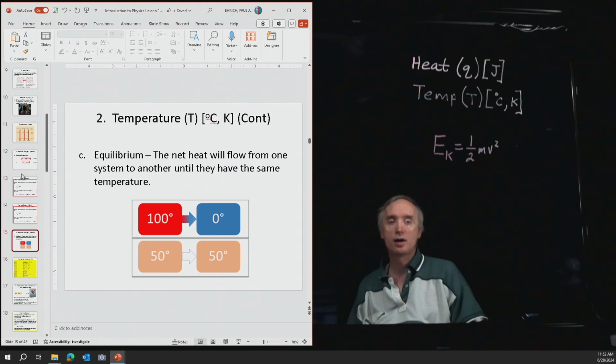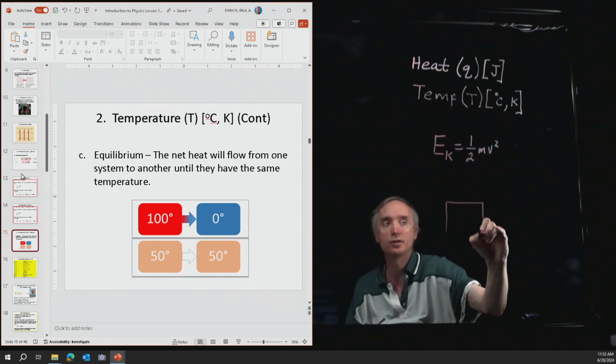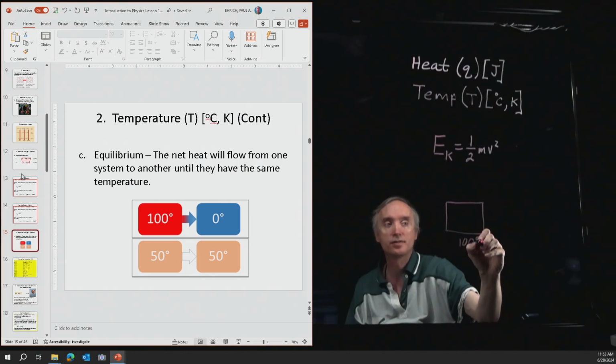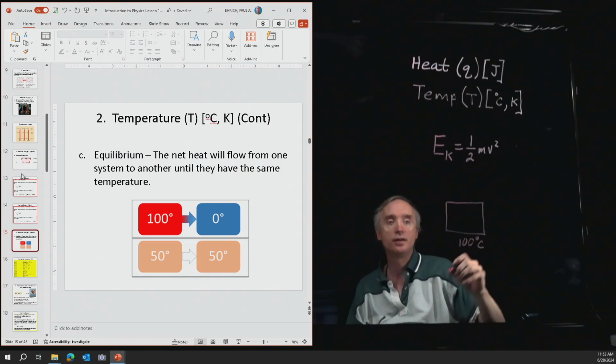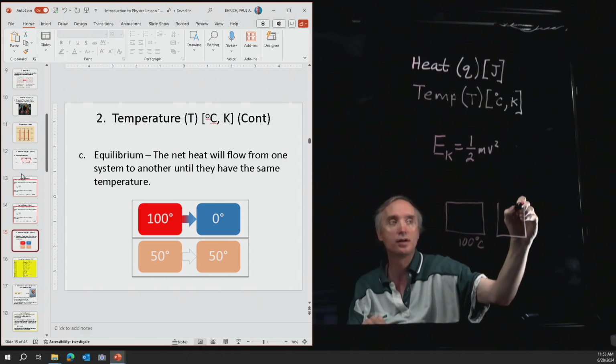Okay, now we want to talk about the concept of equilibrium. So what does it mean when two systems are in thermal equilibrium with each other? So we're going to say that we've got these two objects, and one of the objects is at 100 degrees Celsius, and then the other one is going to be at 0 degrees Celsius.